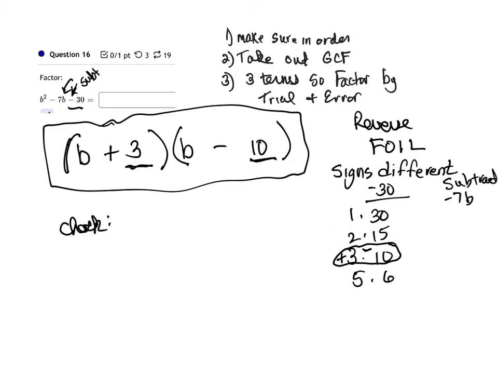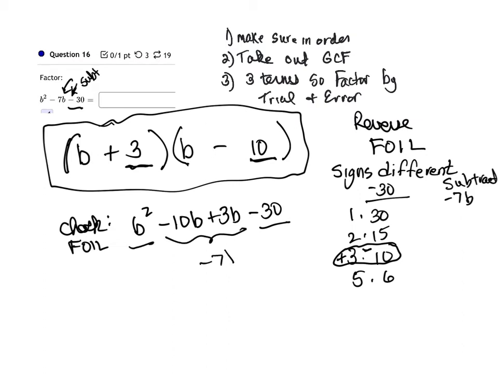So to check it, we just do FOIL. So b times b, the first, gives us b squared. B times negative 10 gives us a negative 10b. Then 3 times everything in the other set, so that's positive 3b. And then 3 times negative 10 is negative 30. Last term checks, that's a negative 30. First term is a b squared. And these right here give us a negative 7b. So everything checks.